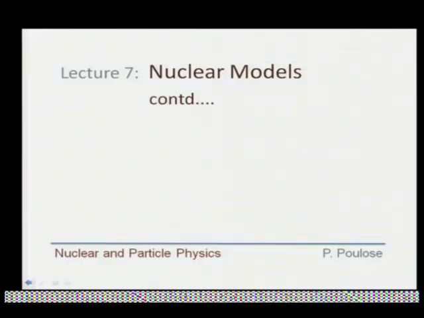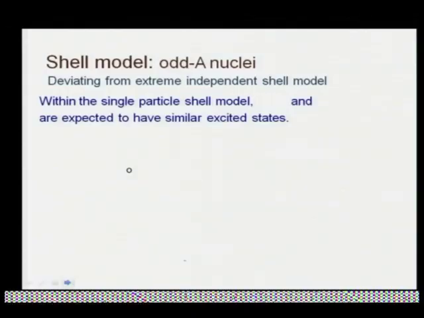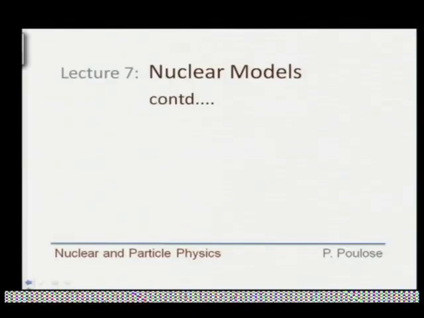Today we will continue our discussion on the nuclear models. In the last class we studied the shell model, and we said the shell model is a good description of the nucleons, especially when it comes to odd A nuclei, where either the proton or the neutron number is even, while the other is odd.